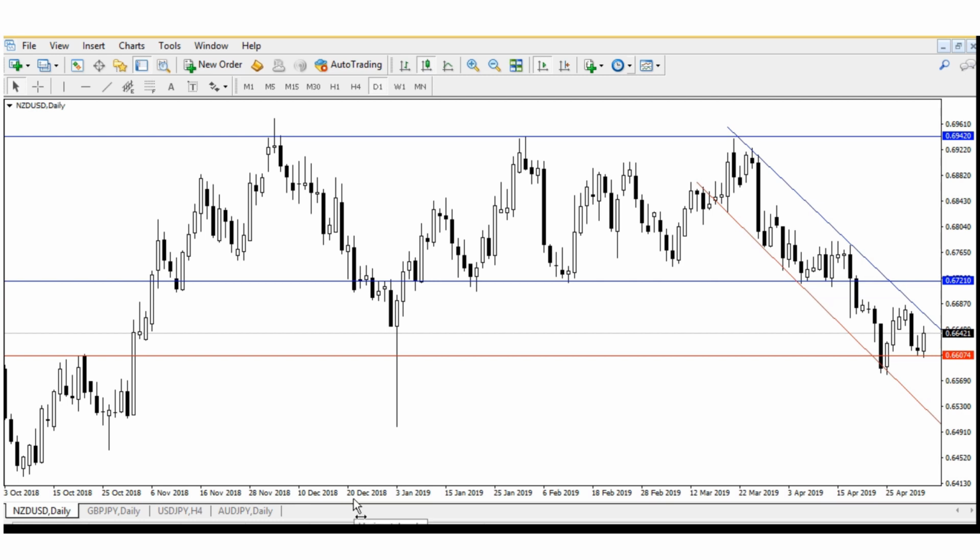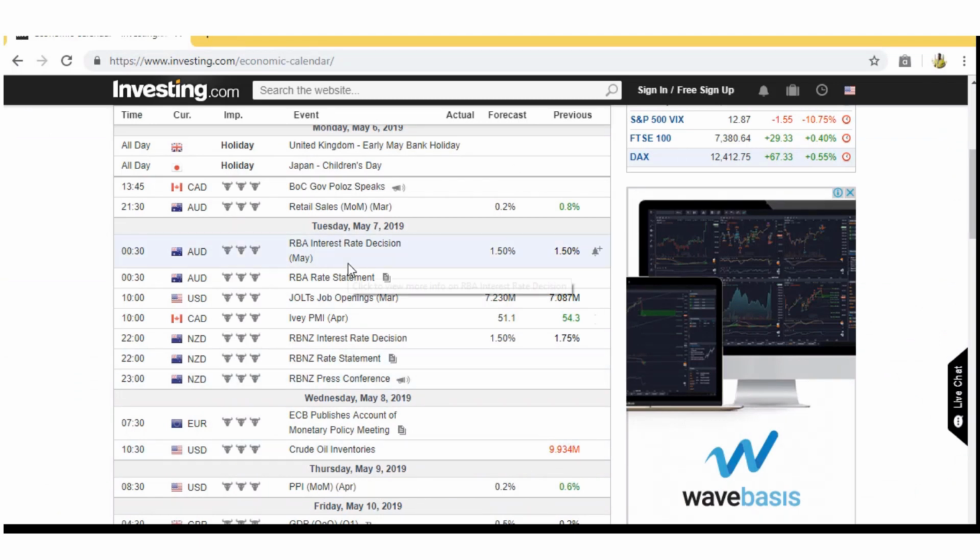Let's get on to the news events that will be filling our trading week. Monday is a holiday in the United Kingdom. There won't be any fundamental news on the Monday. There is a central bank announcement from Canada, and the retail sales on Monday from Australia.